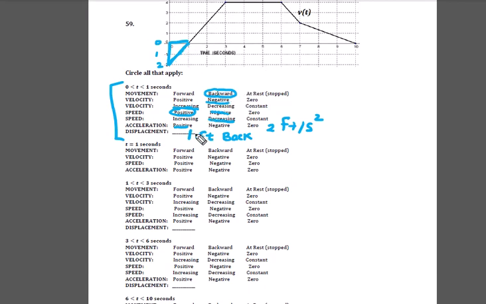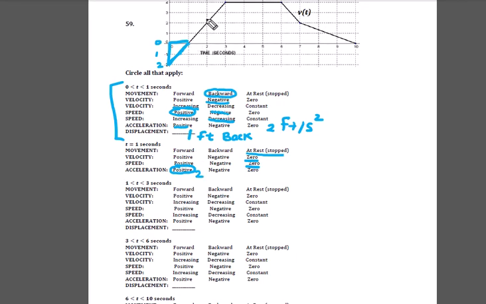Okay, so at 1 second, our velocity is 0. So you could say we are stopped or we are at rest. Our velocity itself is 0. Speed is 0 with it. And the acceleration is still the slope of the line that it is on. So you could say the acceleration is positive, and it's still positive 2, because again, that's the slope.